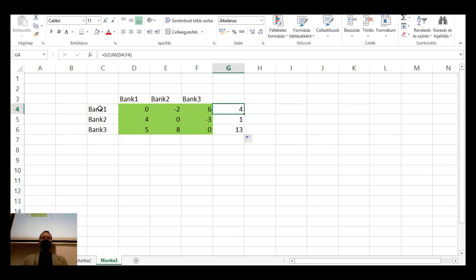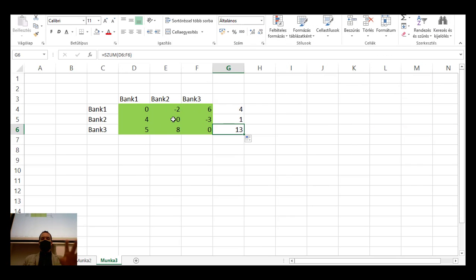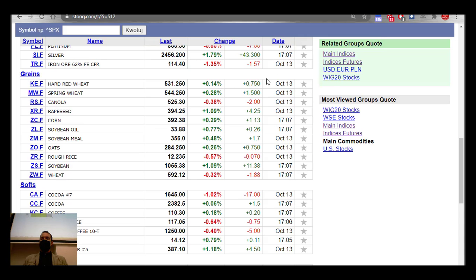Is 4. So actually bank 1 should provide the clearing house for units, bank 2 should provide only 1, and bank 3 should provide 13. And then they will sort it out where the money goes. So it's cheap, the benefit of this thing, because you don't have to move all the money around because you are just collecting the money that should be moved around.